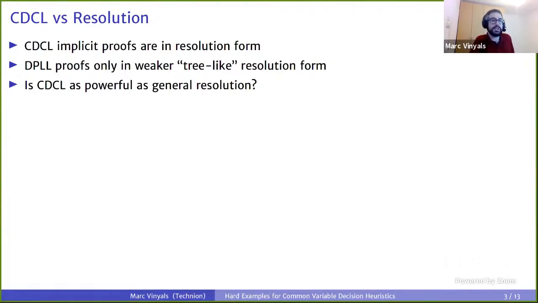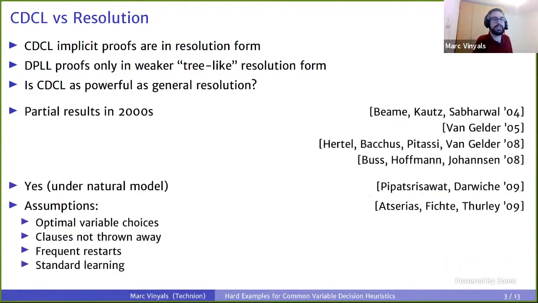And of course, the question still remains whether CDCL is as powerful as general resolution, or is it maybe just some subset of that, like DPLL is. This is a question that was investigated during the early 2000s, and it was answered in 2009 by these couple of papers, showing that CDCL proofs are roughly equivalent to resolution proofs, at most up to some polynomial factor difference.